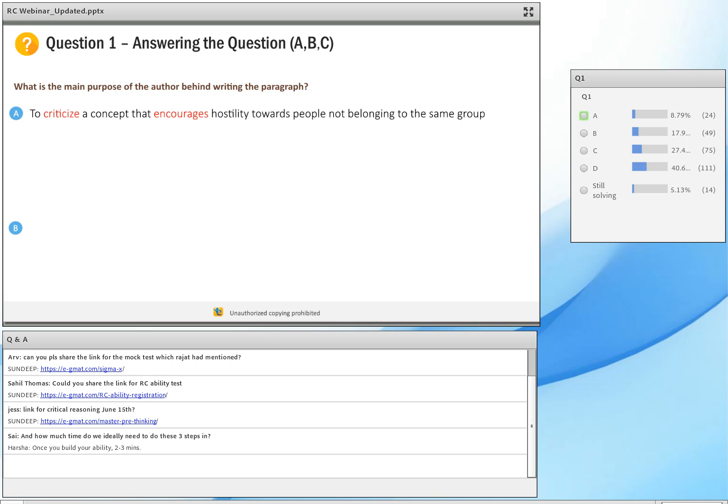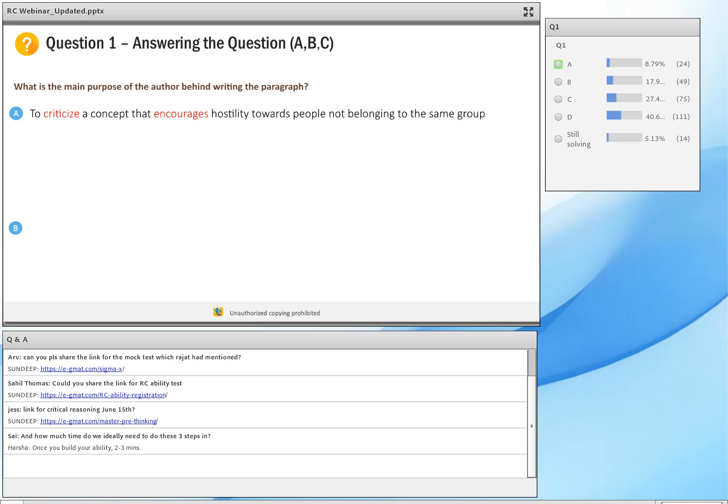So choice A, about 24 of you chose, but 8.79% says to criticize a concept that encourages hostility towards outgroup, towards people not belonging to the group. So does the author say this definition is bad? The answer to that is no. The author doesn't say that this definition is bad, because of which I would look at this and reject this particular answer choice.